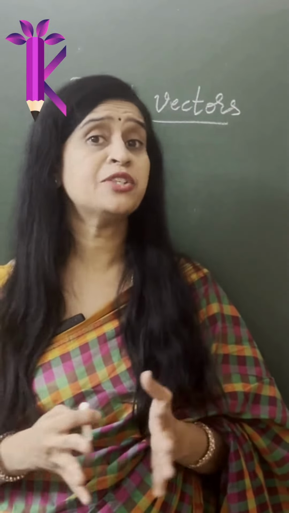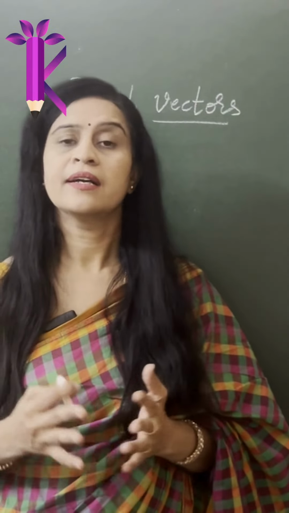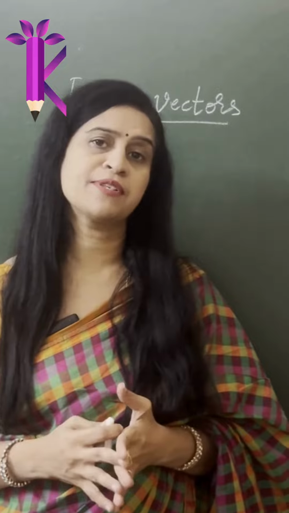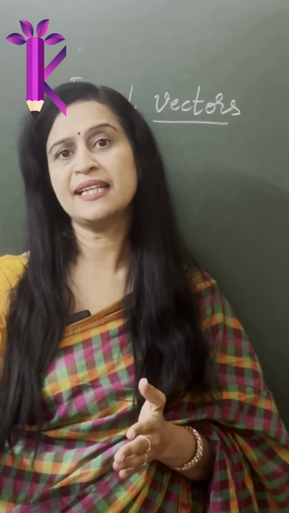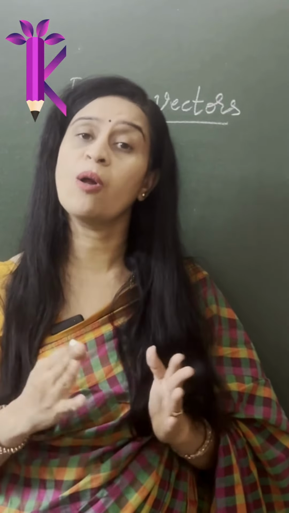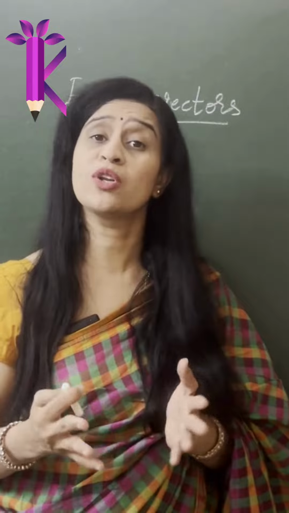Well, when you say any two given vectors are equal, any two given physical quantities having the same magnitude and the same direction are always referred to as equal vectors. What do you mean by that?